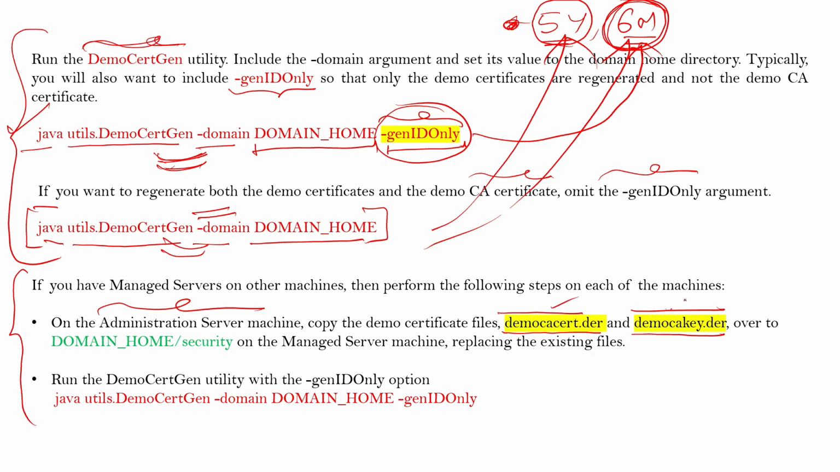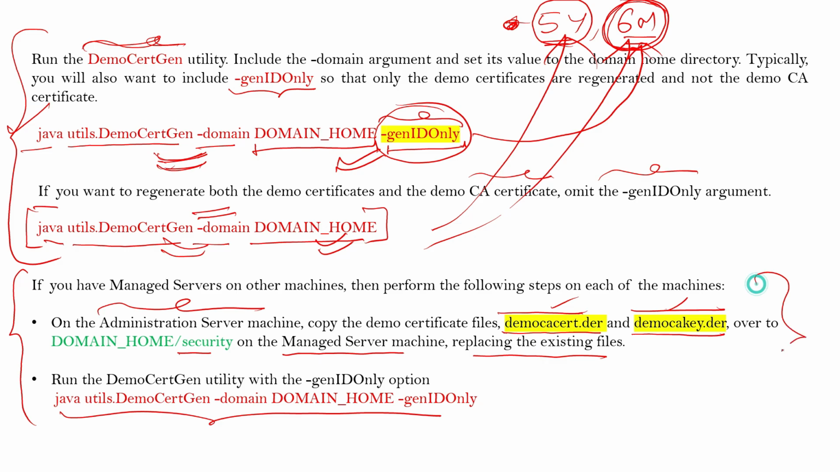You can take these two files from the admin server and copy them inside the security folder of each and every machine where the managed server is running, replacing the existing files. You need to remove the existing ones. And after that you can run this particular command again, which we have run here, or this one. So this is the process that you have to follow if you have horizontal clustering in place and you want to renew the demo certificates in each and every machine.